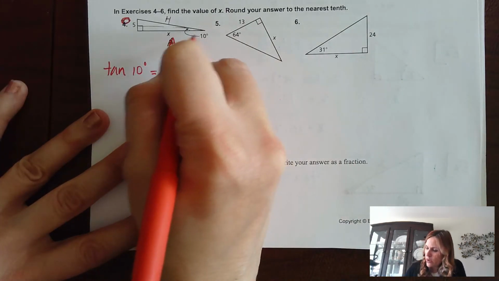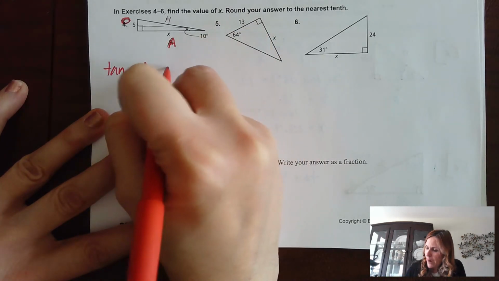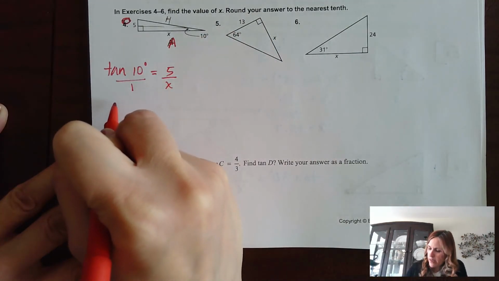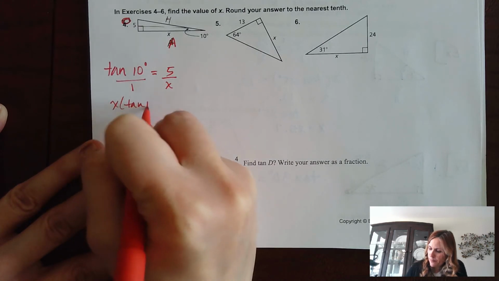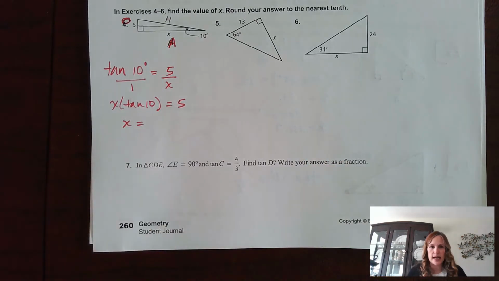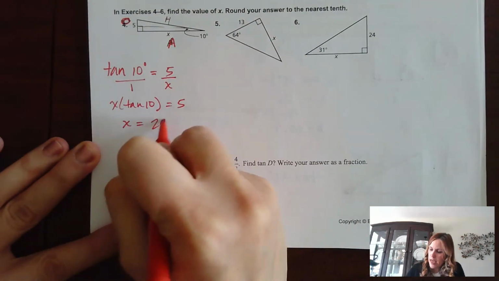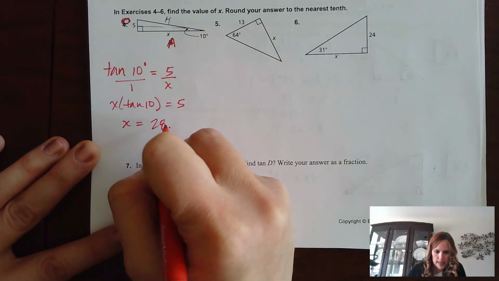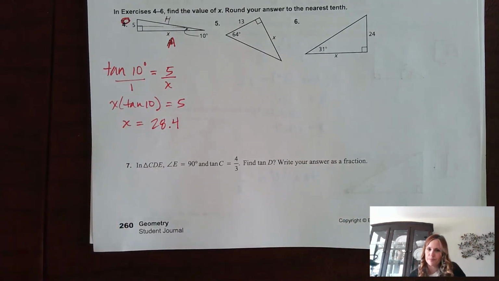All right, so tangent of 10 degrees would be opposite over adjacent. I'm going to go ahead and cross multiply. And so this means I'm going to divide both sides by tangent of 10. So 5 divided by tangent of 10, and I get 28.4. Has to round to the nearest tenth.